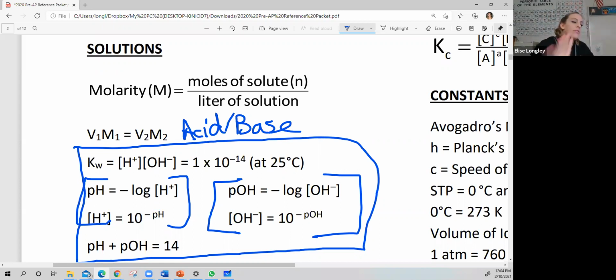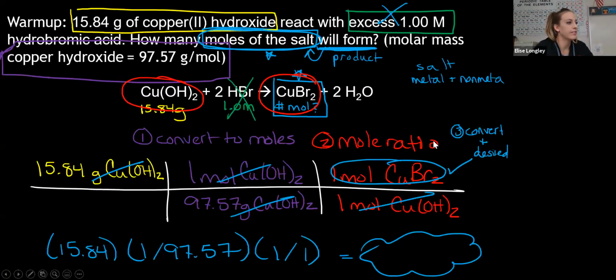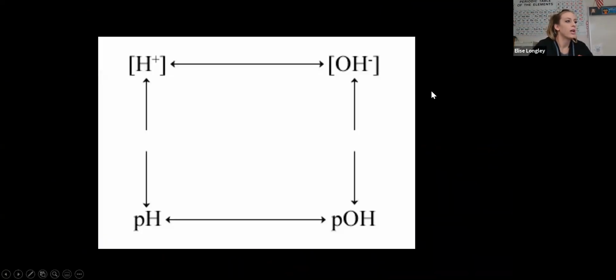So we give you all these equations. So you're going to use this all day, literally all day. Okay. So first we're going to talk about the relationship between these things.